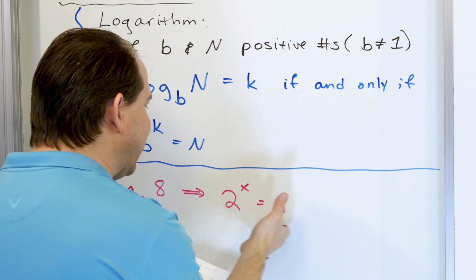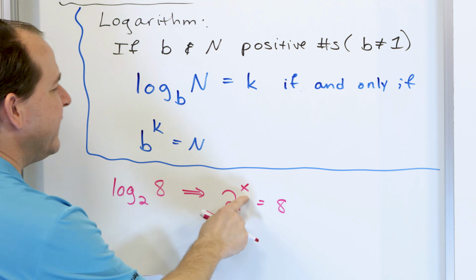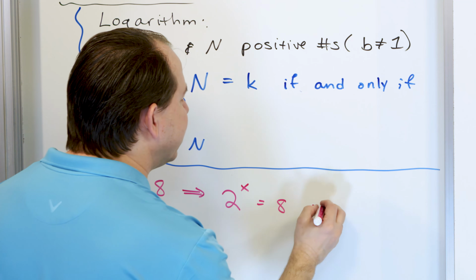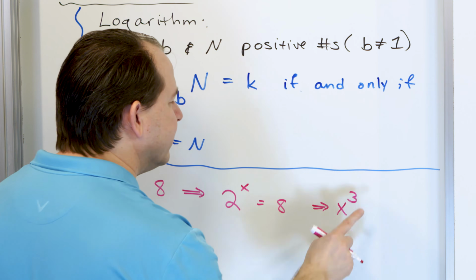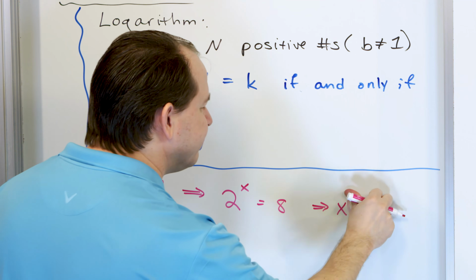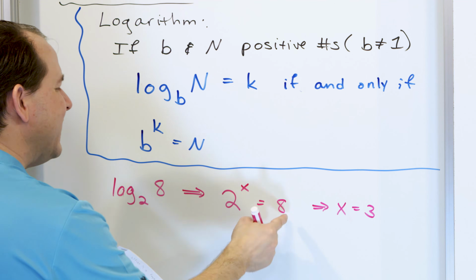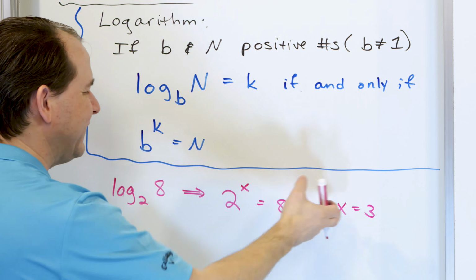Now let me ask you, how would you figure this out? What is the exponent here that makes 2 to the power of that exponent 8? Well, this means that x has to be equal to 3. How do I know that? Because 2 to the third power is 8. 2 times 2 times 2 is 8.